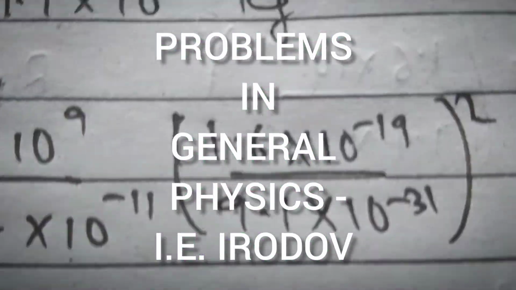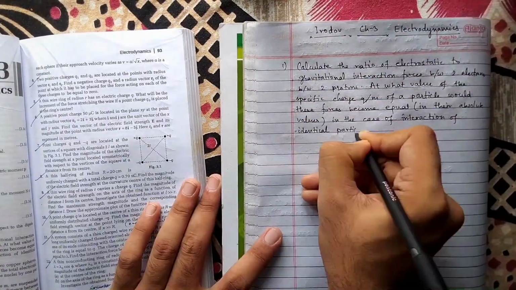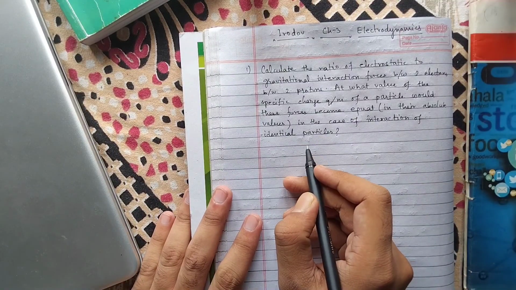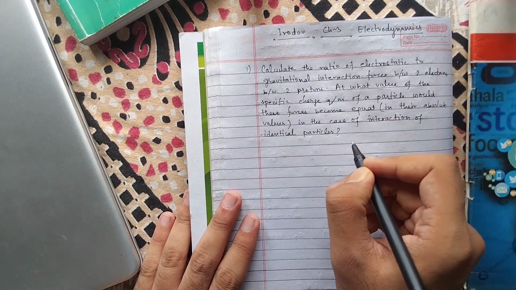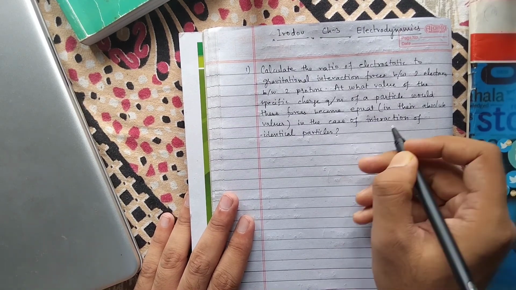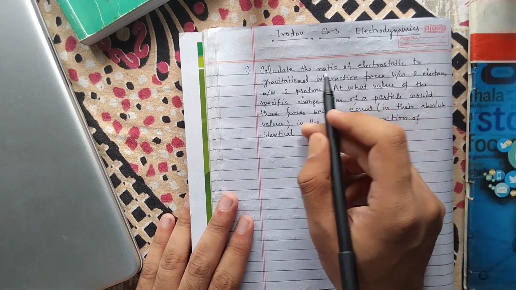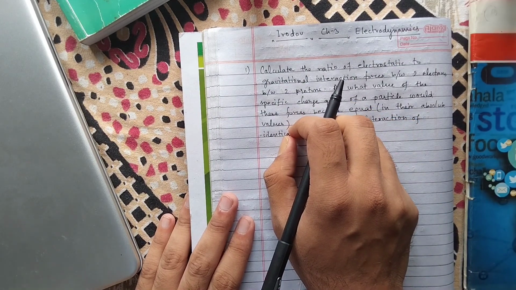Hey people, this is the first question from Problems in General Physics, I.E. Irodov, Chapter 3, Electrodynamics. This problem involves the concept of magnitude of forces, which makes it a very easy one. तो अगर आपको बस इलेक्ट्रोस्टैटिक और ग्रेविटेशनल फोर्सेस के फॉर्मूले पता है, you have already solved the problem then.